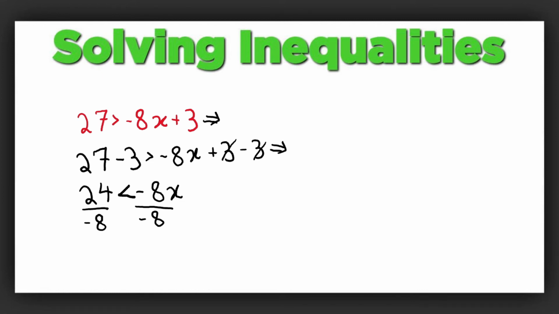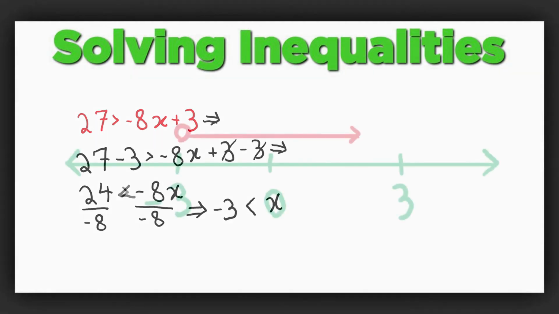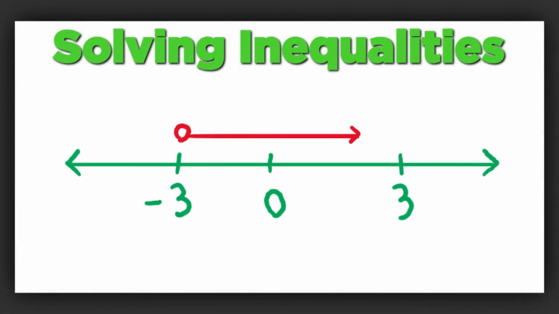So now we are going to simplify it furthermore. 24 divided by negative 8 is negative 3. From the right side, we only have x left. So in this inequality, we have divided with a negative number. So we'll make the sign from greater than to less than. Our answer will be negative 3 is less than x.